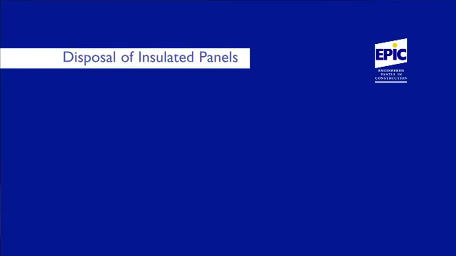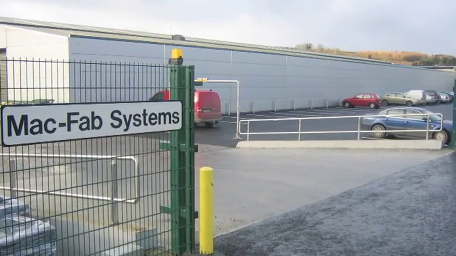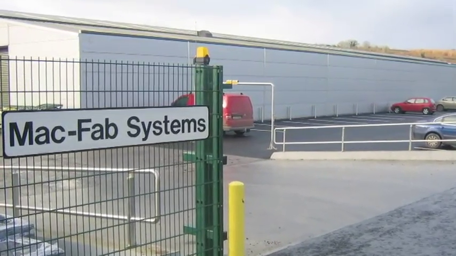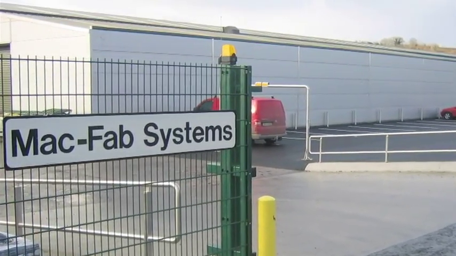What are the options? We are asked, if possible, to reuse. The project on the screen there is a recent project in Ireland where horizontal panels were taken off one building and used on this industrial facility. I'm not going to talk about handling, but there are some guidance pages in the EPIC guide about some of the more recent handling techniques for the easy removal of panels from buildings for reuse.